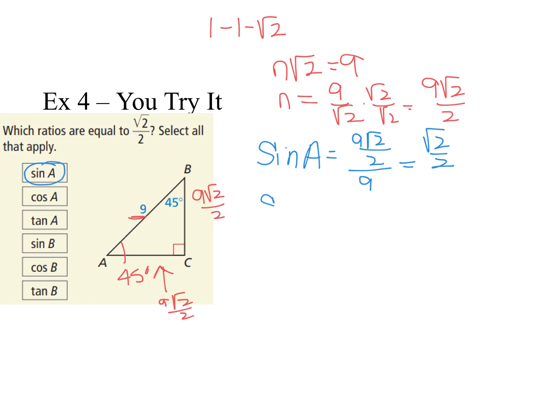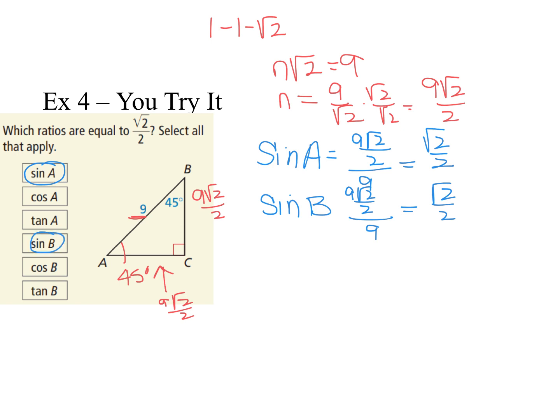I'm also going to go through and do sine B. So sine B, if I'm looking at that, the opposite side length is 9 square roots of 2 over 2. And again, I'm going to divide that by 9. So this will give me the square root of 2 over 2. So I can say sine B out of that list.